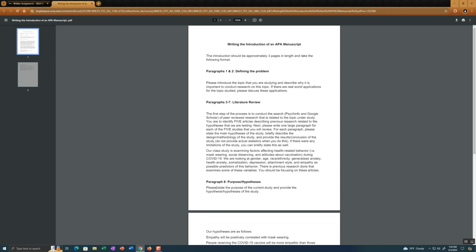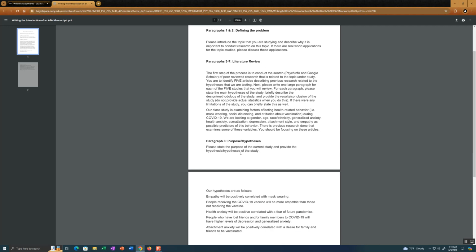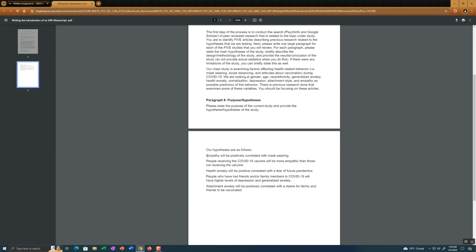So paragraphs 3 through 7 have to be based on the literature review. So what I want you to do is to find 5 scholarly articles through either PsycInfo or Google Scholar. Each article of the 5 has to correspond to one of the 5 hypotheses. So if you go down here at the end, we have 5 hypotheses that we're testing.